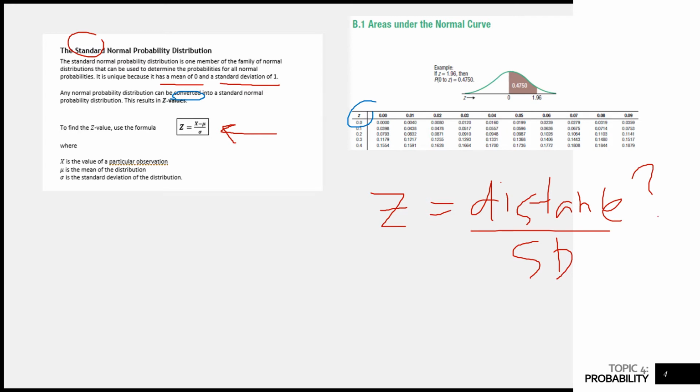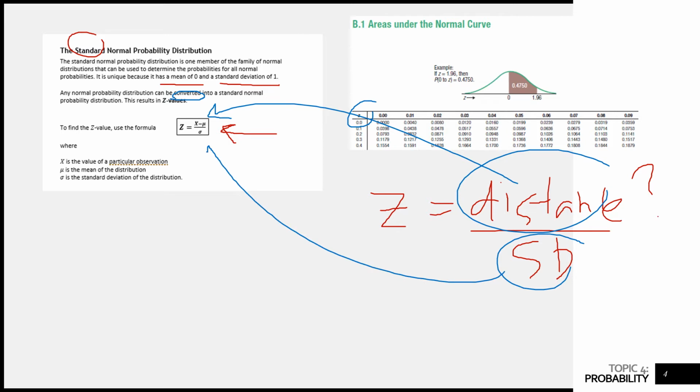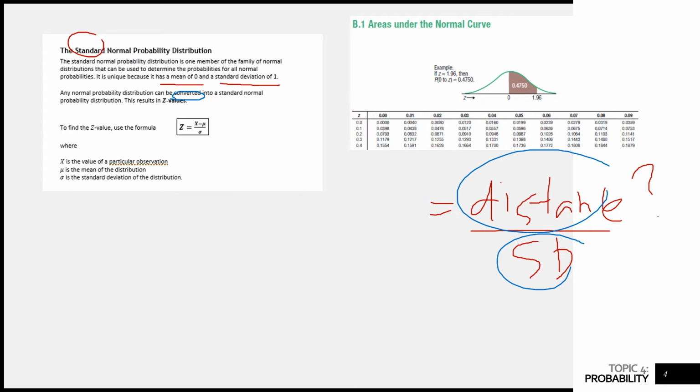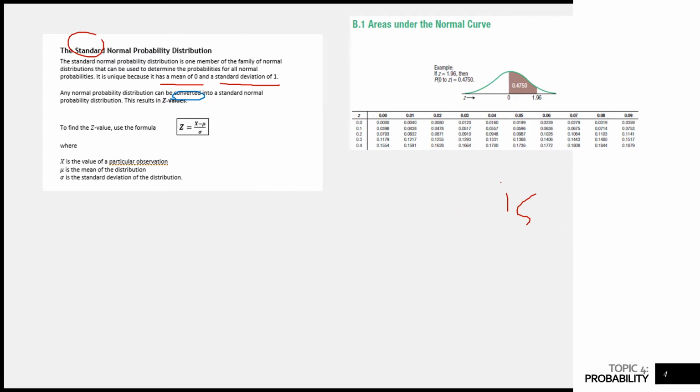Distance is basically the difference between a particular x value and the mean. So isn't that the same thing as this numerator up here, X minus mu? Yes, it's the same thing. And down here, the denominator is exactly the standard deviation. So in other words, this standardizing formula is nothing new. You've seen it before when we studied the empirical rule and Chebyshev's theorem.